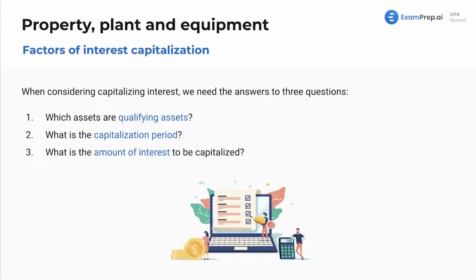All right, we kind of mentioned our interest capitalization. So when considering capitalizing interest, we need to answer three questions. Which assets are qualifying assets? If it's an asset you can't capitalize interest on, obviously that'll eliminate that. What's the capitalization period? Well, that is basically the construction period, or when you're getting it installed. What's the amount of interest to be capitalized? All important questions to be asking.